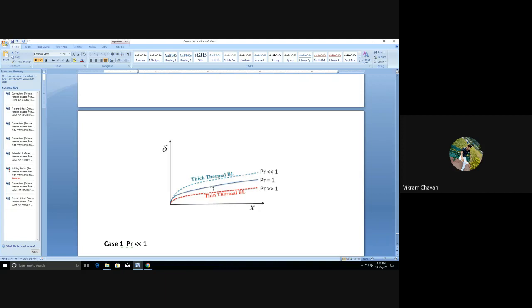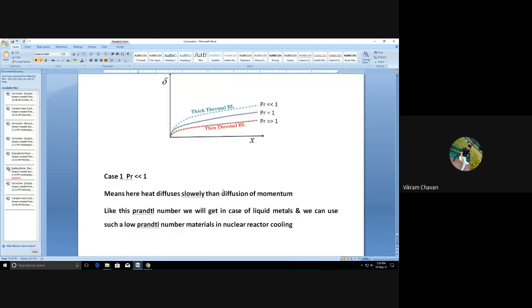And if the velocity boundary layer thickness is equal to the thermal boundary layer thickness, in that case we will get a Prandtl number equal to 1. So the middle line represents that the velocity and thermal boundary layer thicknesses are the same, or collapsed onto each other, when the Prandtl number is equal to 1. Now we will discuss case number 1.